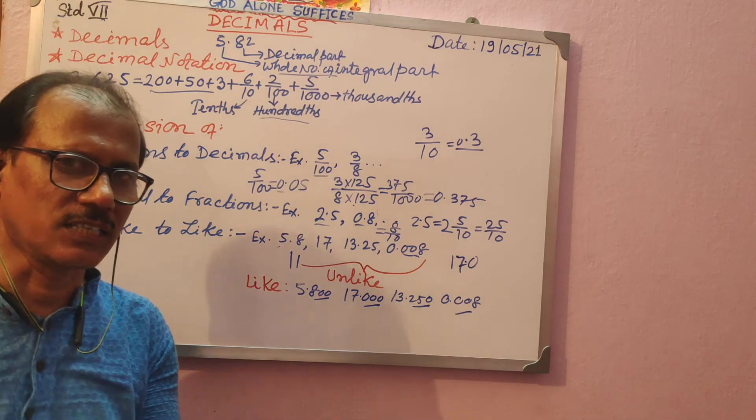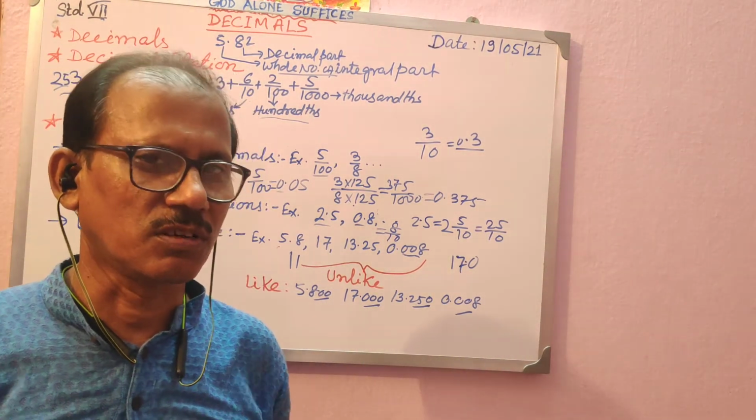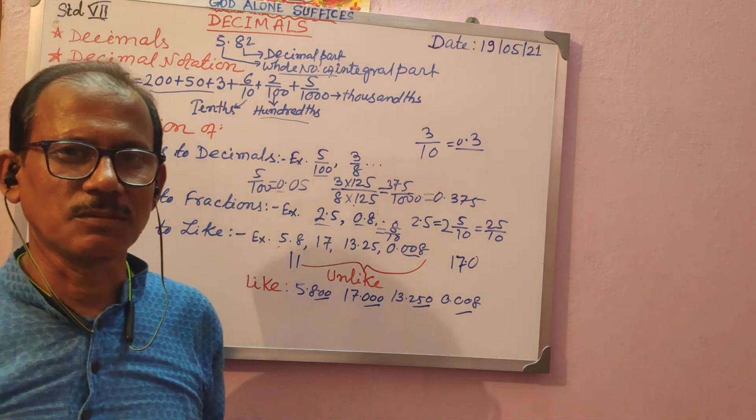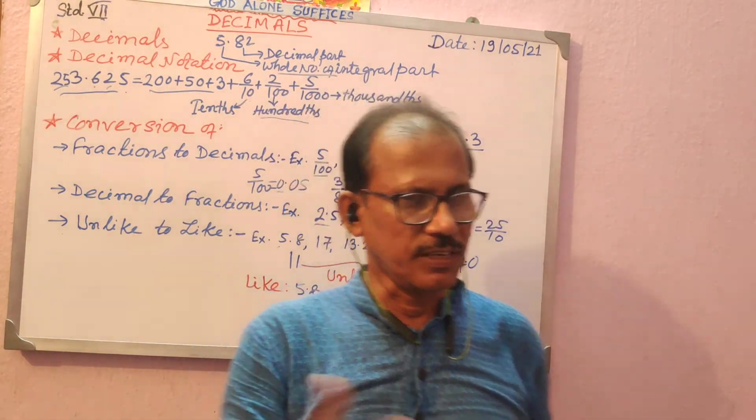So you understood like decimals. For doing addition, subtraction and all, you are supposed to convert into like decimals. That is why I just taught this concept. I hope the general concept of decimals is very clear to you. I have given a short recap of your previous knowledge, you go through it and you will understand better.